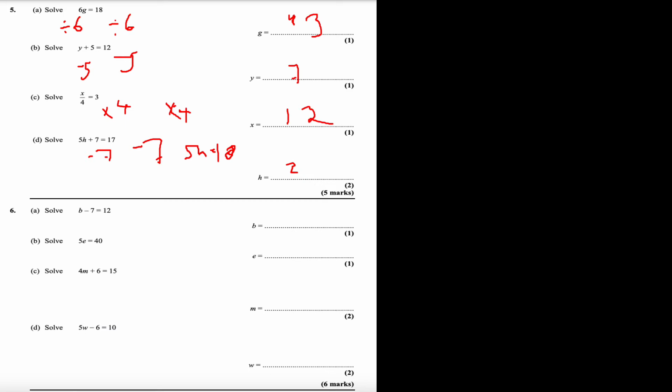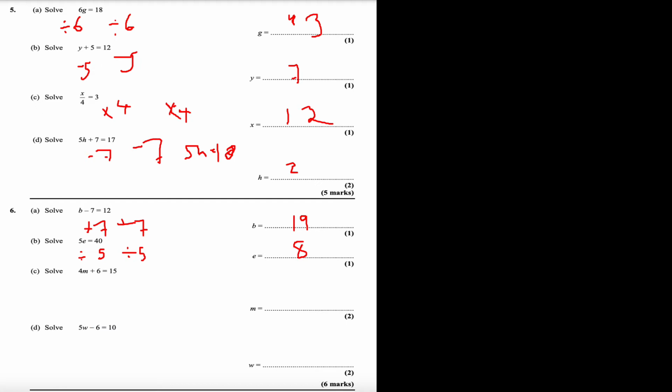Question number 6a. Solve b subtract 7 is 12, while adding 7 to both sides, I'm going to get that b is equal to 12 plus 7, which is 19. Okay, part B, solve 5e is equal to 40. Dividing both sides by 5, I get that e is equal to 8. So dividing both sides by 5 on the left hand side and the right hand side, to always balance it.